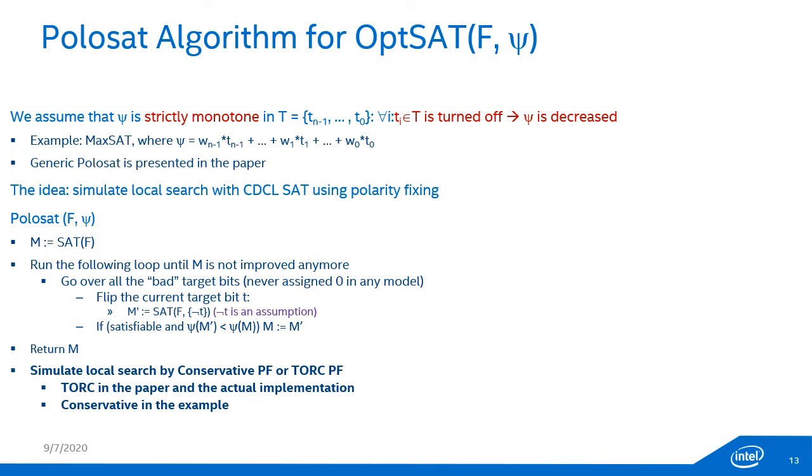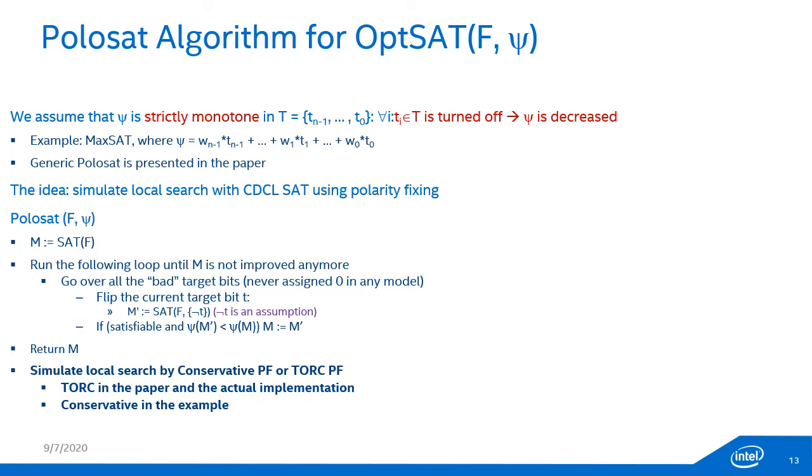Let's assume for a moment it is conservative. So in addition to flipping t, the conservative polarity fixing assures that the algorithm is looking for a solution near the previous best one. Essentially, we are applying a local search, and we also guarantee that if we were to find a model, it will be a new model, right? So that's the idea.